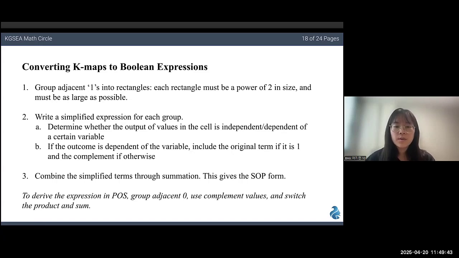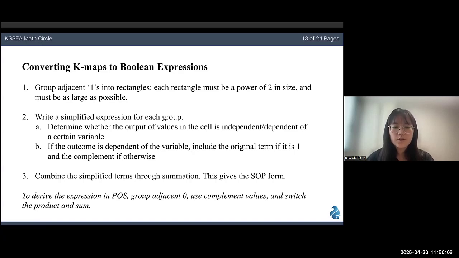So first, determine whether an output of values in the cells is independent or dependent of a certain value. If the outcome is dependent on the variable, include the original term as it is if it's 1, and the complement if otherwise. And step 3 is to combine the simplified terms through summation. And this yields the final equation in SOP form.